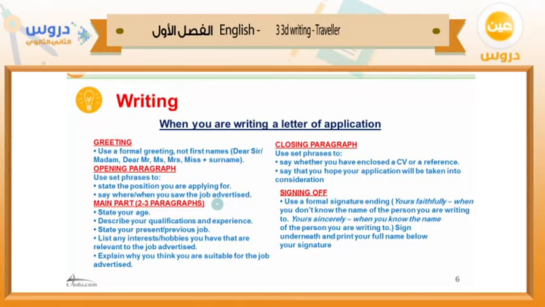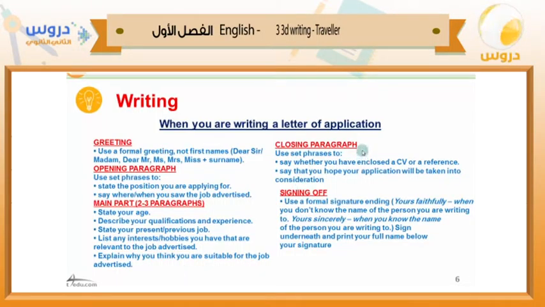Then you start with the main paragraph, or the main part, or the body of the letter of application, and you can write 2 or 3 paragraphs. You can say your age, describe your qualifications and experience, state your present and previous job if you had, list any interests or hobbies you have that are relevant to the job advertised, and explain why you think you are suitable for the job advertised.